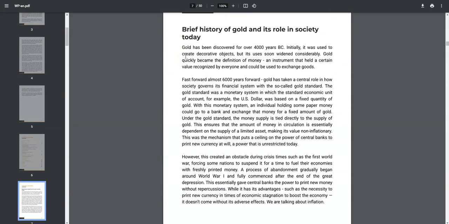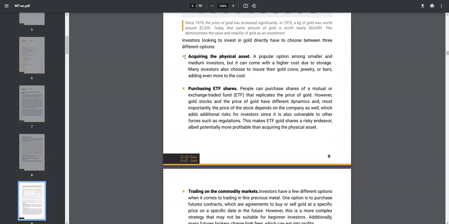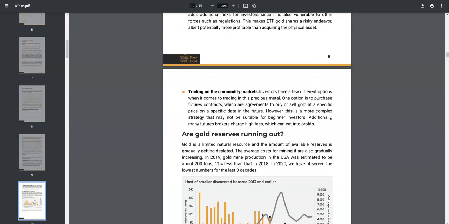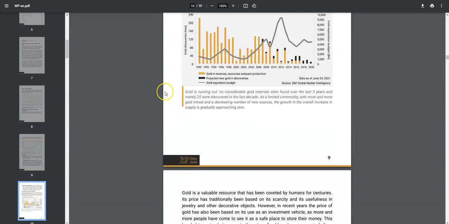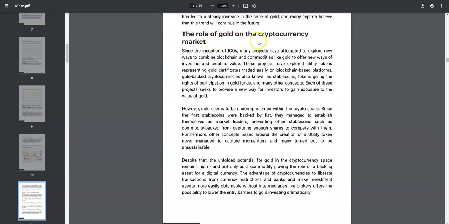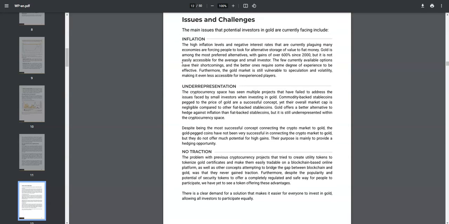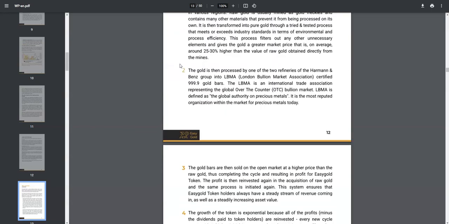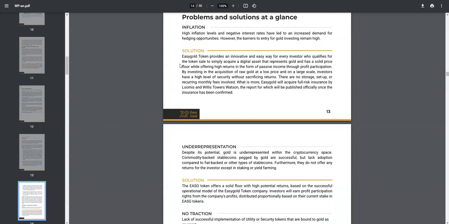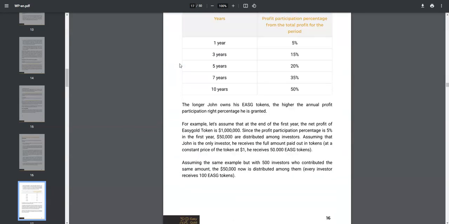So they have the history of gold and its role in society today, gold as an investment and a hedging instrument, which is a great hedge against inflation, how to acquire the physical asset, purchasing ETFs, trading on commodity markets, even asking questions, are gold reserves running out? Is the role of gold in cryptocurrency market? How does that work? And they address a lot of issues and challenges such as inflation, no traction, and even provide a solution, which is EasyGold.io. They also explain how that works with the token.